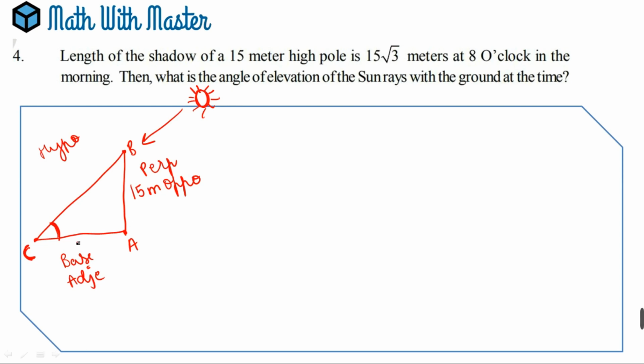So this is 15 into root 3. The AC value is 15 into root 3 meters. So after putting the values, now what are we getting? Perpendicular and base. We have the value of both.